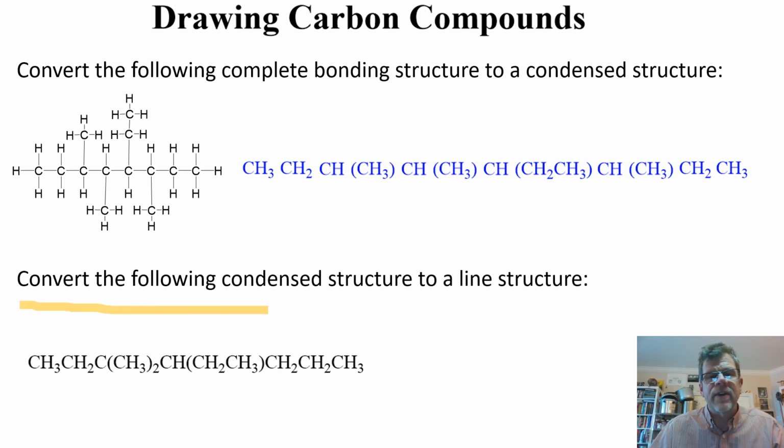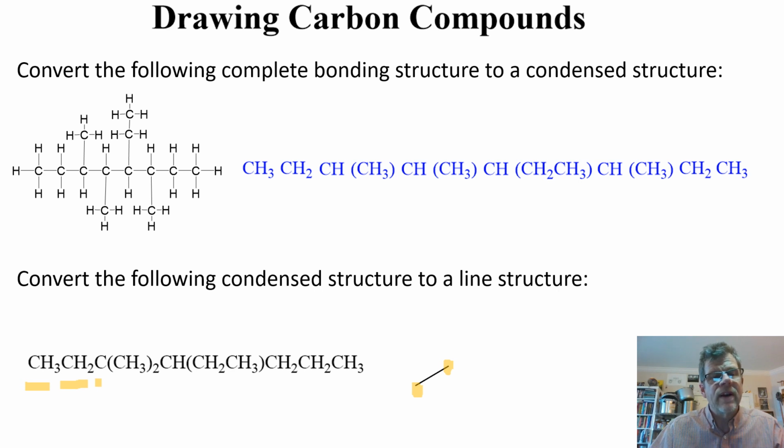Convert the following condensed structure into now a line structure. Well, we're going to do the same thing as we did before. We're going to look at this carbon by carbon. Remembering in a line structure, we imply carbons at the ends and the bends. So we have a CH3, that's 1 carbon, going to a CH2, 2 carbons together. I draw that here as here's that end carbon, and here is that internal branch carbon.